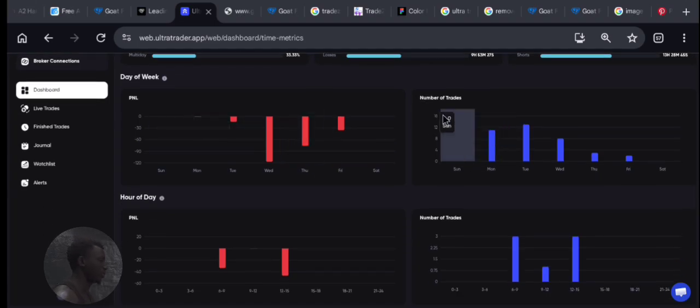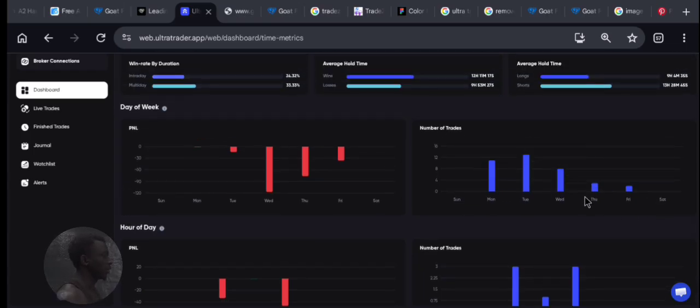Understand? And this is the number of trades. You can see from Sunday down to Saturday the day I took the most trades. I took the most trades on Tuesday, around 13 trades. I took around 13 trades on Tuesday. So that was the highest number of trades I've taken in the whole account.